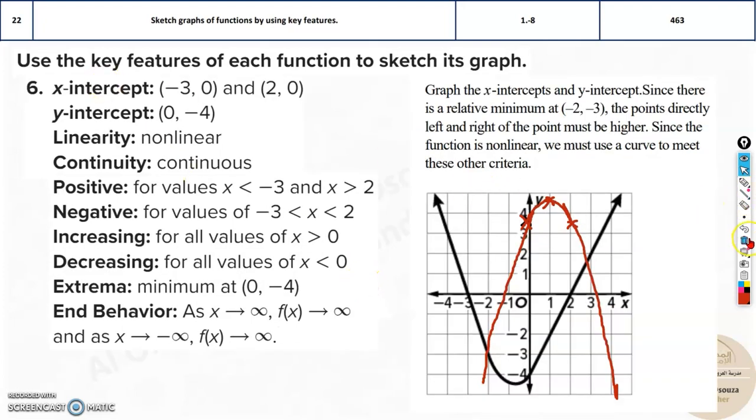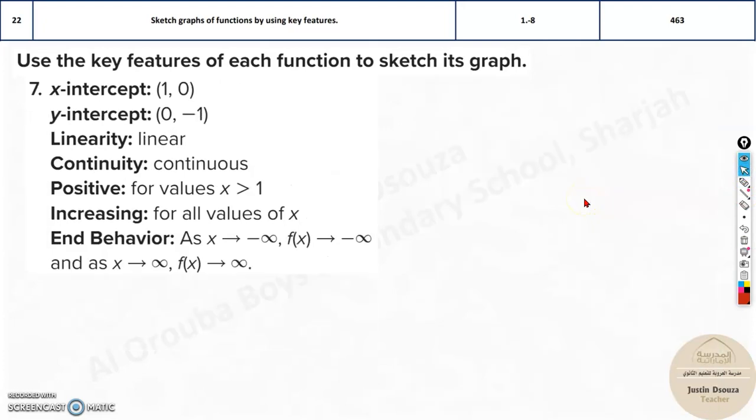Here over here, now you need to know the intercepts, minus 3, 0 and 2, 0. What is the y-intercept? 0, minus 4. But looking at this, it's not exactly the center. See the extrema. In the last case, maxima and intercept were the same, but here it's not the same. Extrema, minimum point at 0, minus 4. That's over here. So like this, it increases like this, and the left side also. That's it. Very simple, very easy.